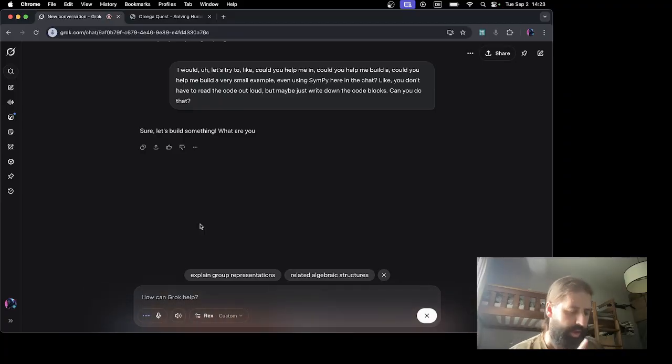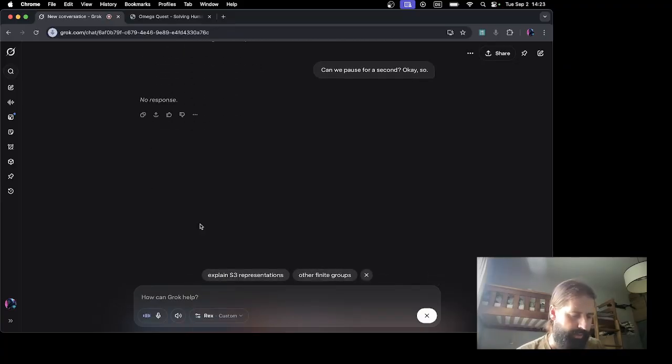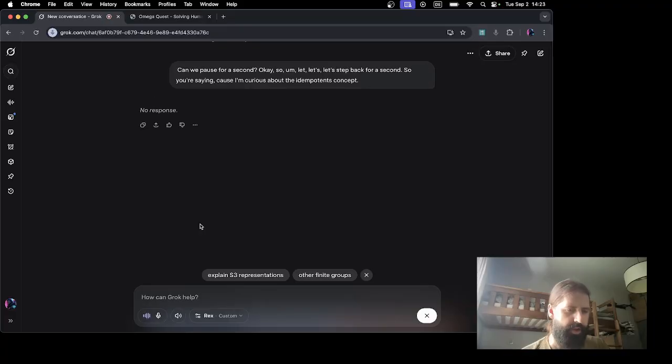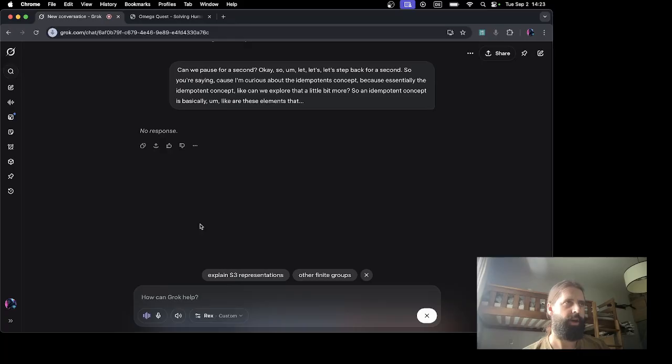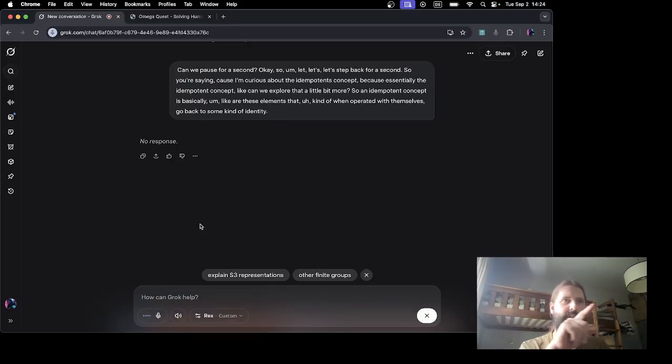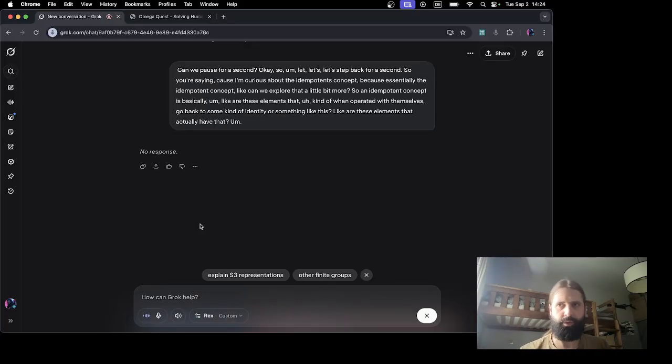Can we pause for a second? Okay, so let's step back. I'm curious about the idempotent concept, can we explore that a bit more? So an idempotent, is it basically an element that, when operated with itself, goes back to some kind of identity or something like this? Like, are these elements that have that enclosing behavior, that they don't spit another element out of the operation, but actually either themselves or something like that?